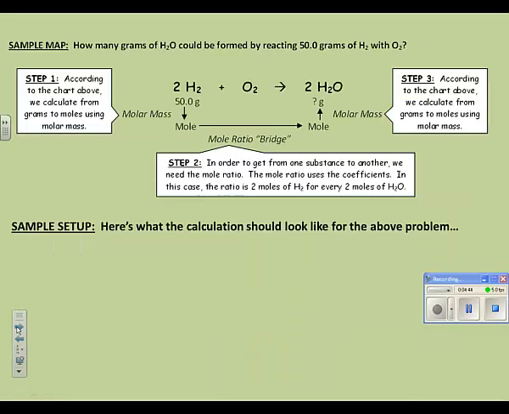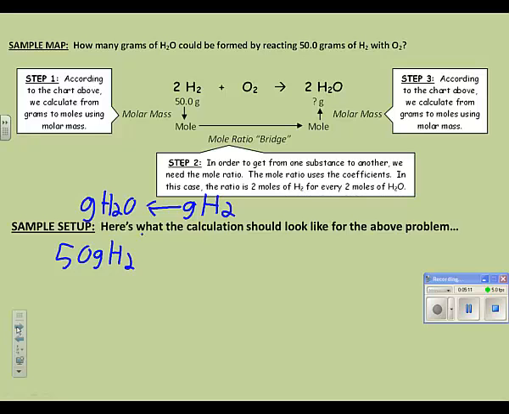How many grams of H2O can be formed by reacting 50 grams of H2? So we're starting with grams of H2O, and we're going to end in grams of H2. Actually, just kidding. We're going from grams H2 to grams H2O. Got to read the question. So we're going to start with 50 grams of H2.